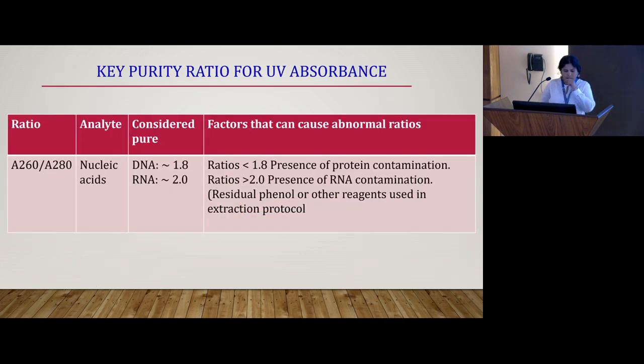A ratio of around 1.8 is generally considered to be a pure form of DNA, and a ratio of around 2.0 is generally considered to be a pure form of RNA. If the ratio is less than 1.8, it is due to protein contamination, so proteinase treatment has to be given to your sample. If the ratio is more than 2.0, then it might be RNA contamination or residual phenol or other reagents used in your extraction protocol.